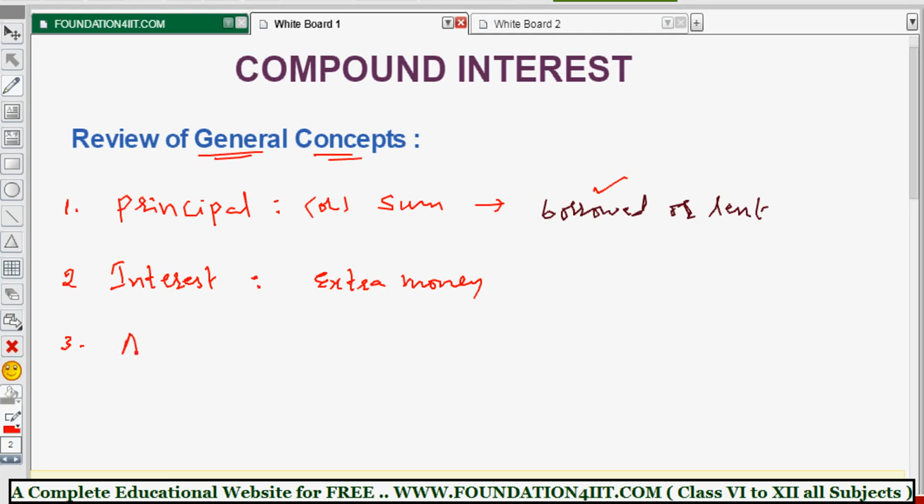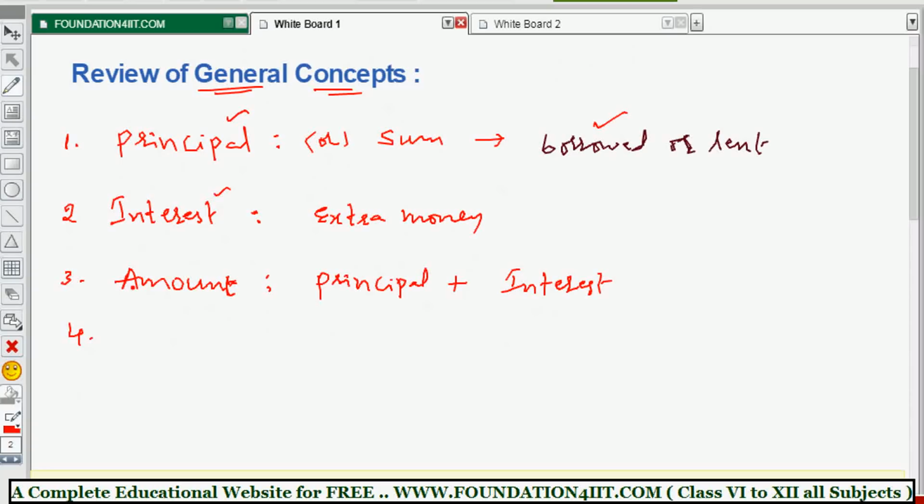And amount. When you come to the term amount, just learn the terms first. Amount is the sum of the principal and interest. The principal, and after some period, whatever interest you get, these two together, principal plus interest, both together is the amount. The sum of the principal and interest after a specific period is called the amount. After some period, the interest is calculated and we add it to the principal, that is the amount.